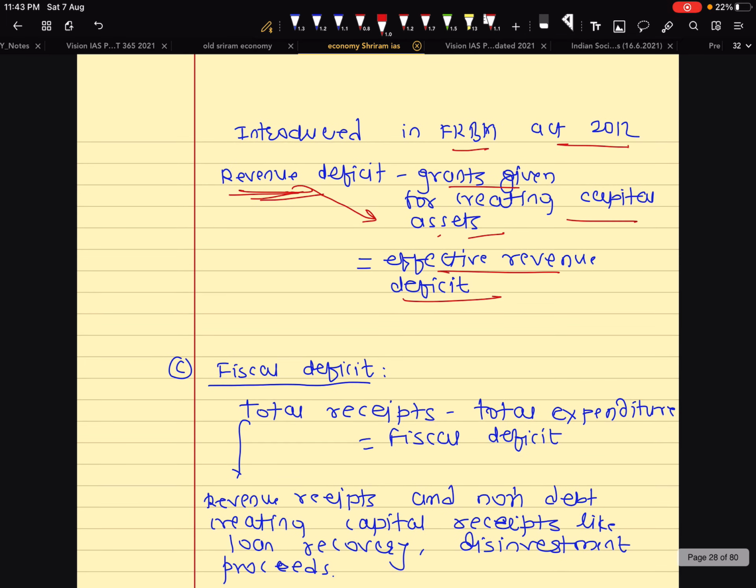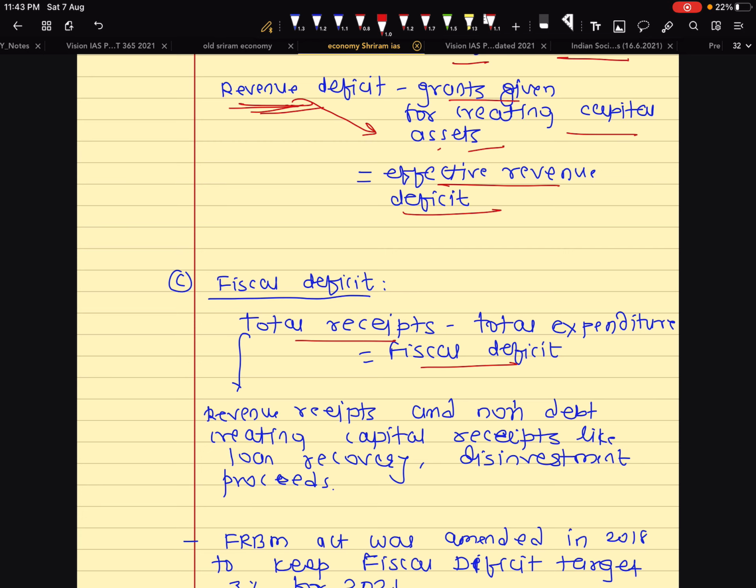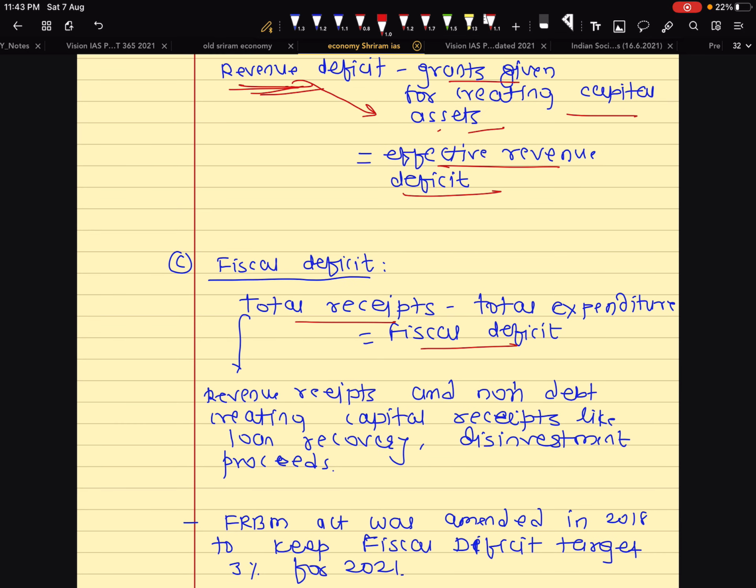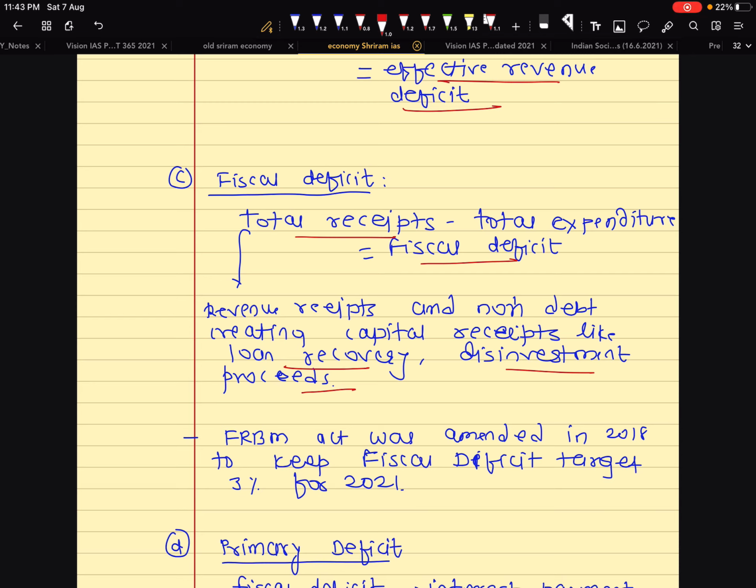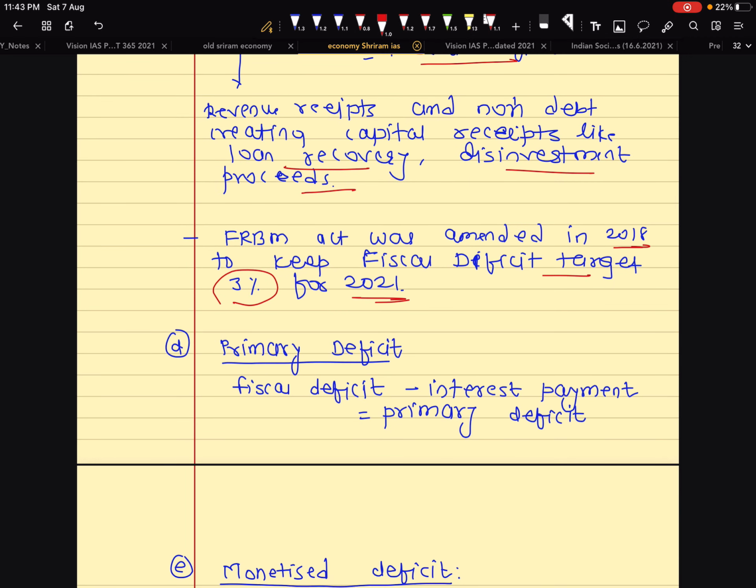Then fiscal deficit: total expenditure minus total receipts leads to the fiscal deficit. Revenue receipts and non-debt-creating capital receipts like loan recovery and disinvestments come under the total receipts. The FRBM Act was amended in 2018 to keep the fiscal deficit target at 3% by 2021. Then primary deficit means fiscal deficit minus the interest payment. If the government has taken a loan from other countries or anything, they have to pay interest.